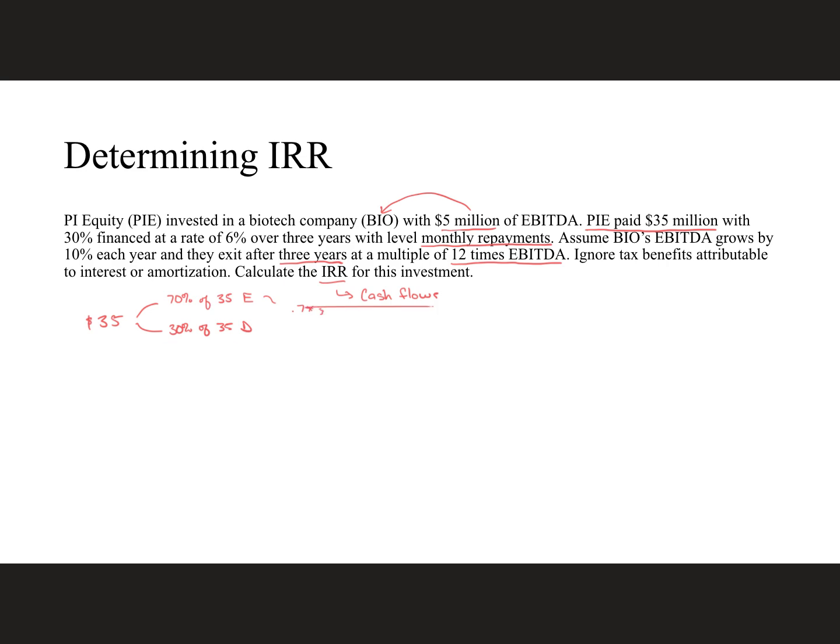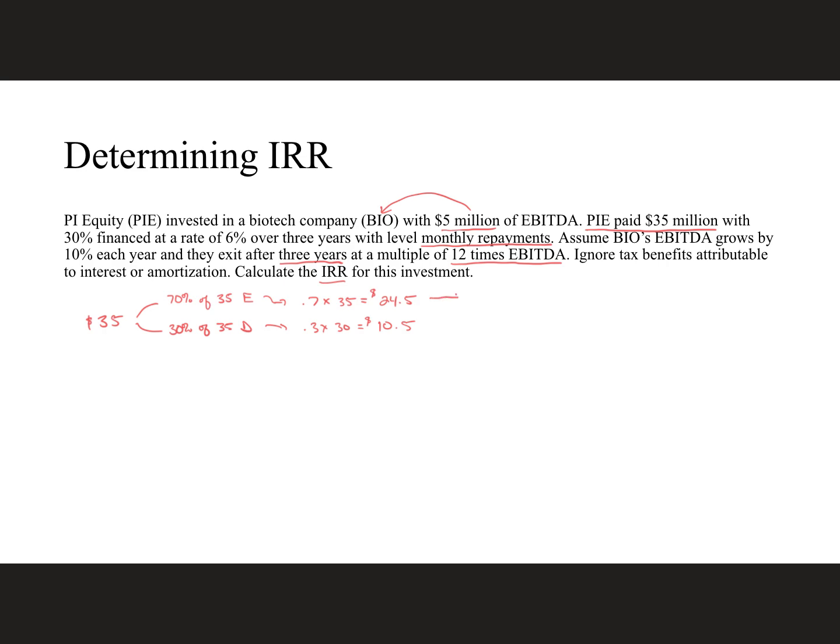Let's just get rid of some of this stuff so I can get some room here. All right, so we have 0.7 times 35 is 24.5, okay? And then our debt is going to be 0.3 times 35, which is going to be 10.5. So we have our two different sleeves, and we should know and think about that.